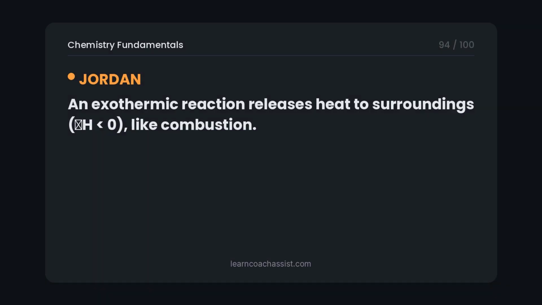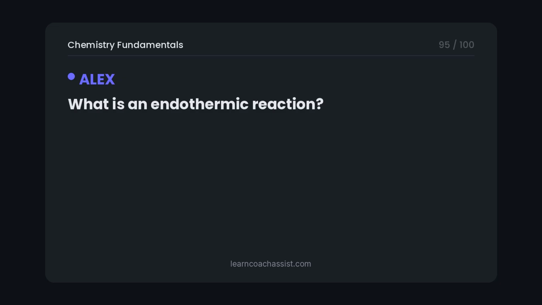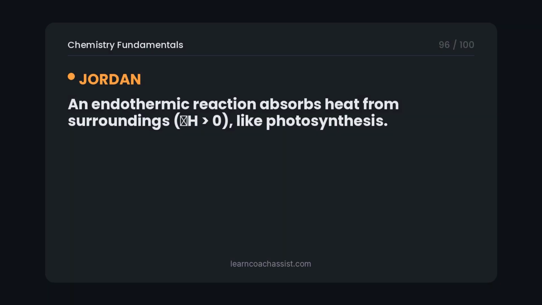What is an exothermic reaction? An exothermic reaction releases heat to surroundings, delta H < 0, like combustion. What is an endothermic reaction? An endothermic reaction absorbs heat from surroundings, delta H > 0, like photosynthesis.